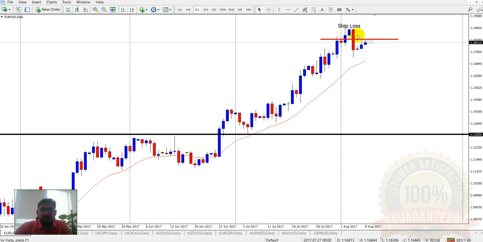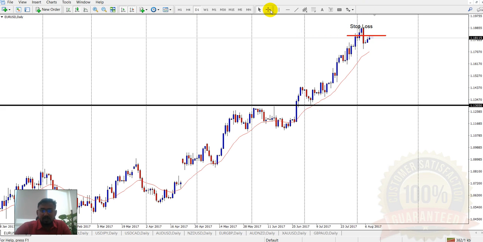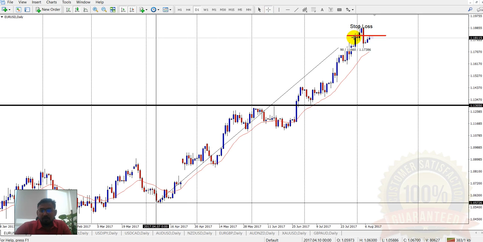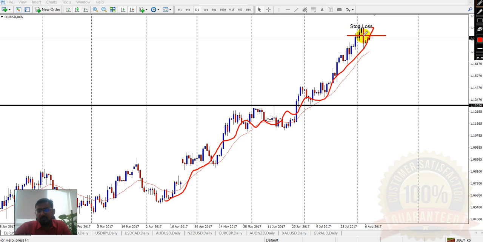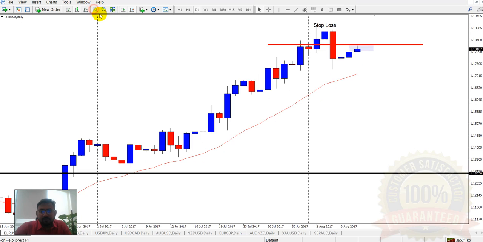For Euro USD, if you analyze on the daily chart, the market has moved almost 1300 pips. So there was no real full correction. The market was just advancing up. At the moment I do see a good reversal sign here. So what I'm going to do is take advantage before the bear market initiates.